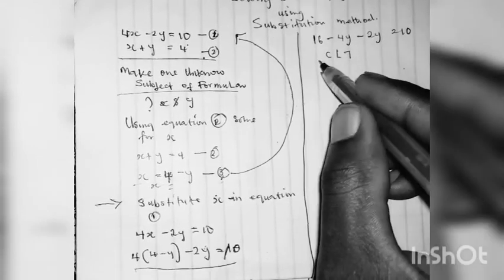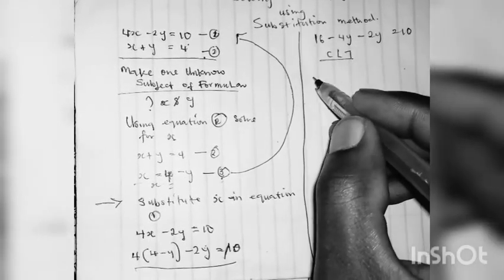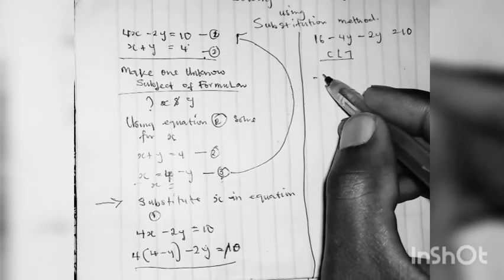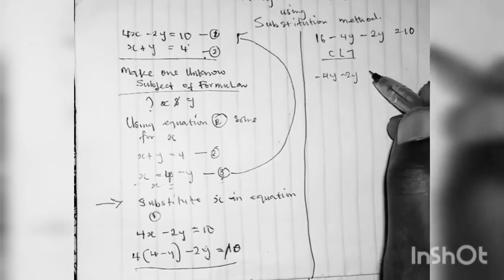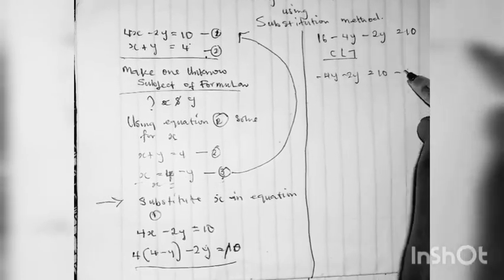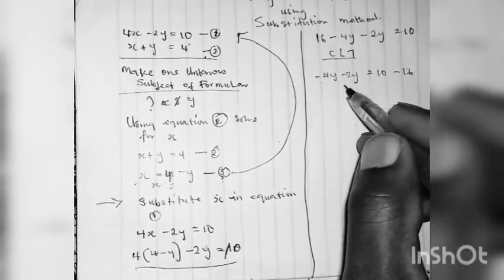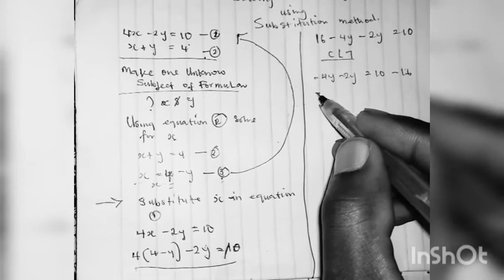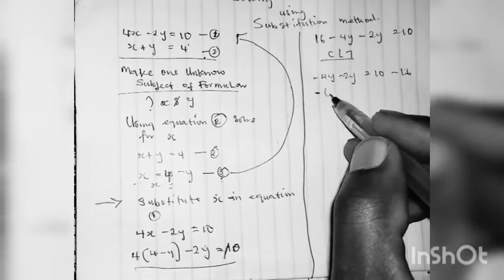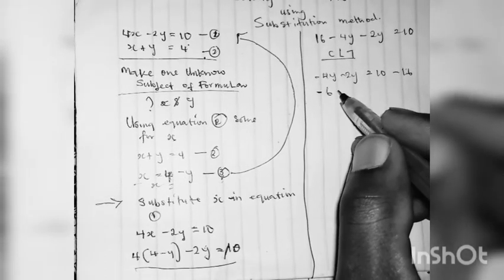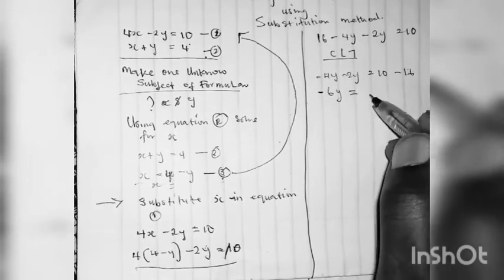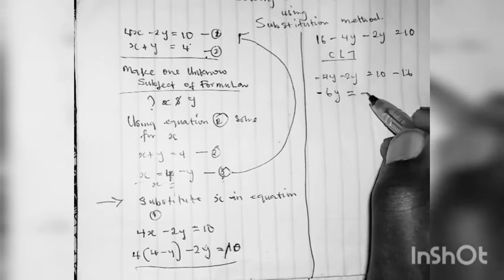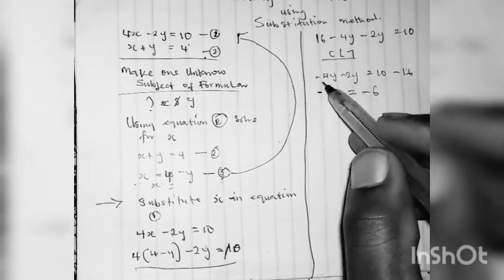So now another thing I'm going to do is collect like terms. I'll bring, say, minus 4y minus 2y equals 10 minus 16. Add these two together, gives us 6y, if I'm correct. Minus 6y equals minus 6. How did I get 6y?